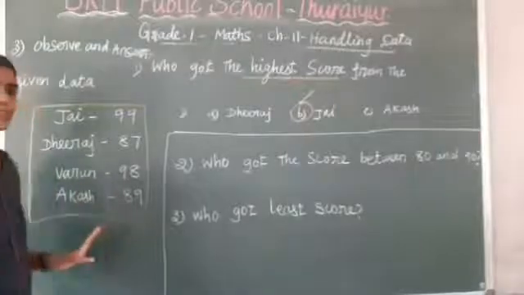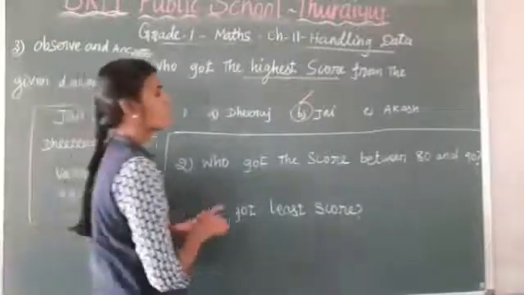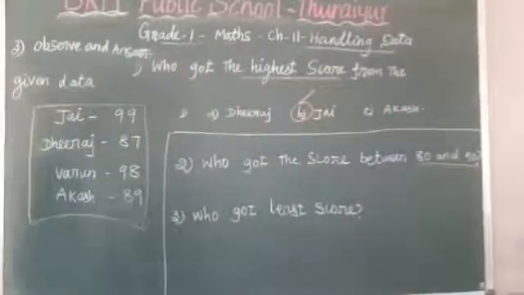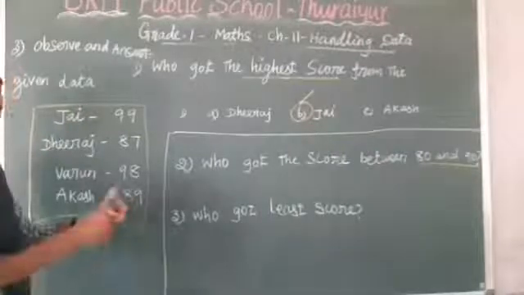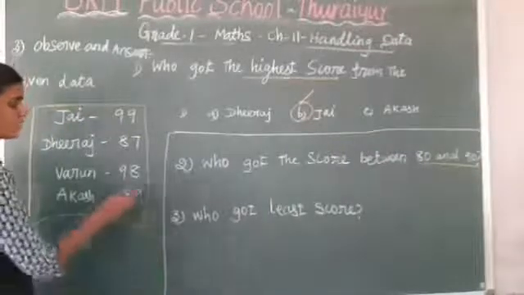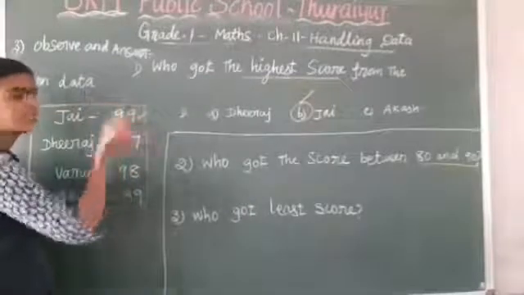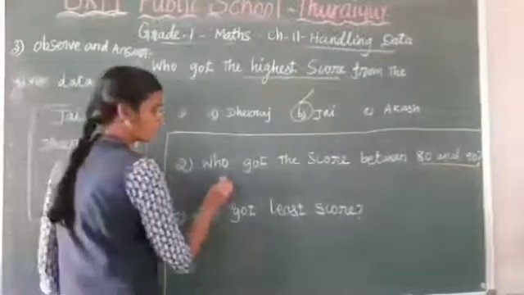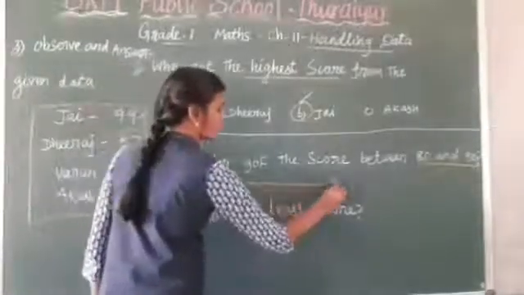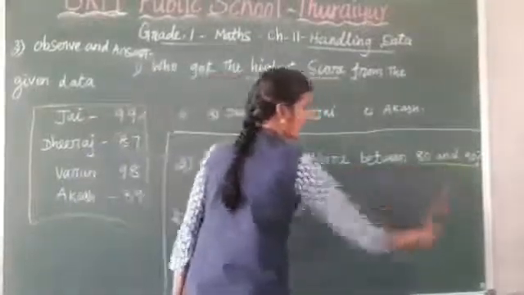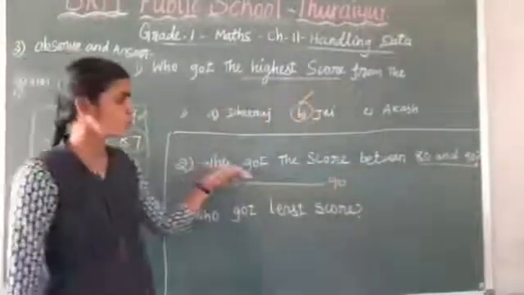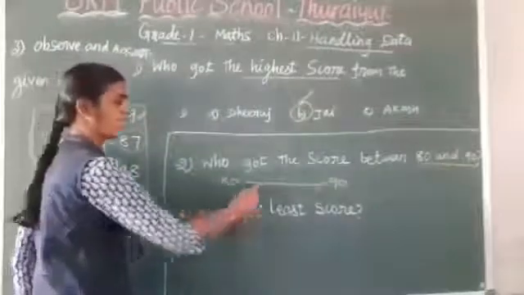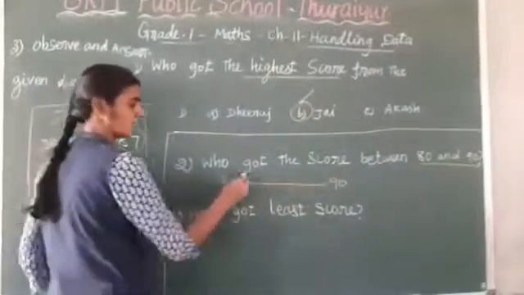Okay, next one. Who got the score between 80 and 90? See here, 99 is between 90 and 100. 87, this number will come in. From 80 to 90, which numbers are coming? They are asking the question, who got the score between 80 and 90? So what are the numbers between 80 and 90?